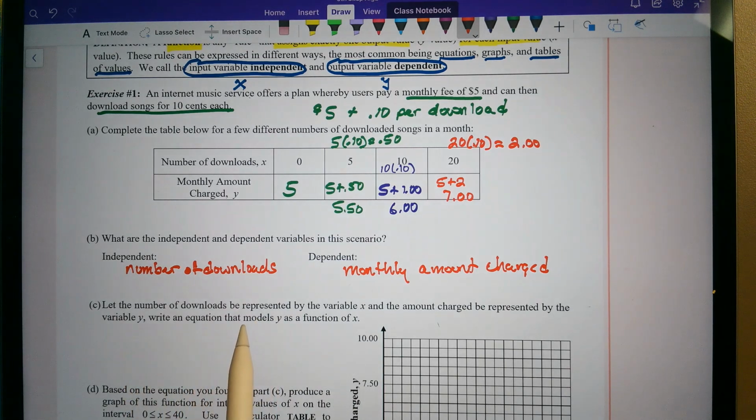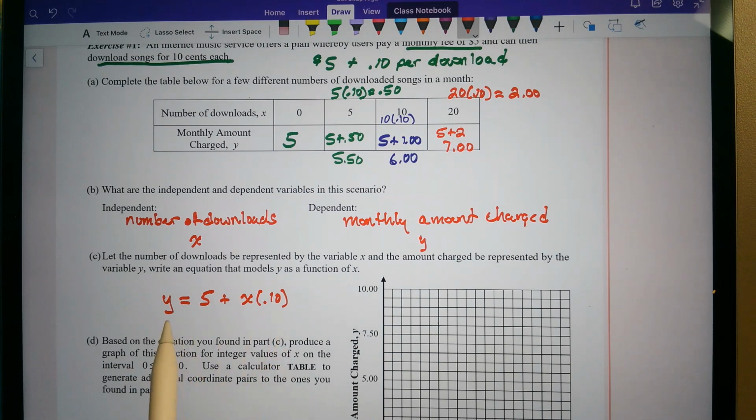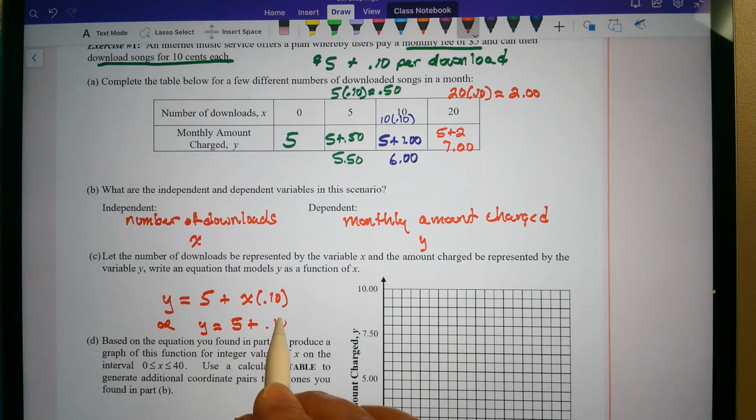Let the number of downloads be represented by the variable x, and the amount charged be represented by y. Write an equation that models y as a function of x. So the monthly amount charged, y, is equal to our $5 plus x times 0.10. Or we can rewrite it as y equals 5 plus 0.10x.